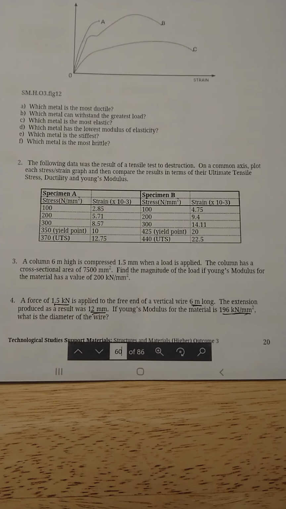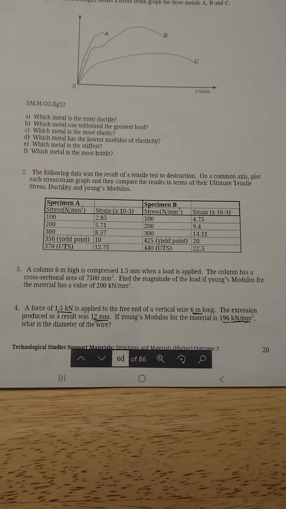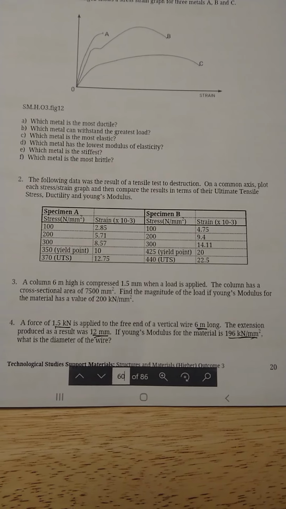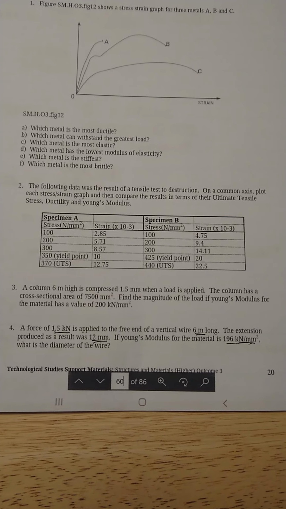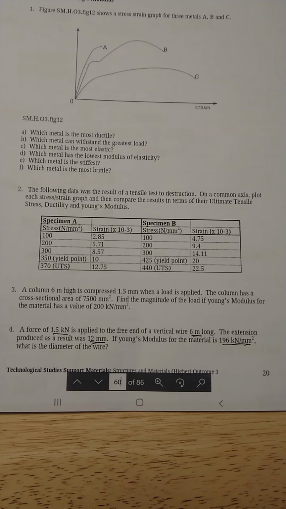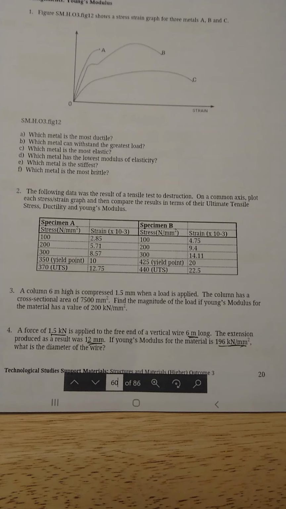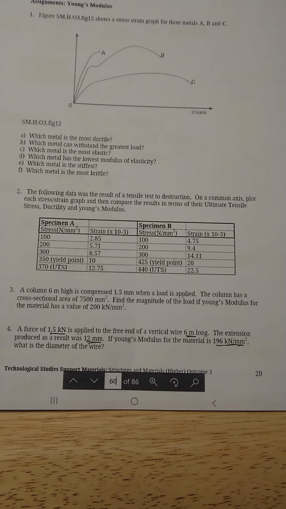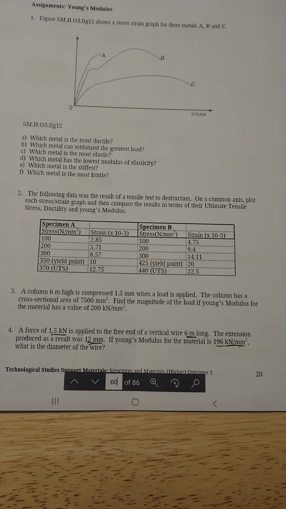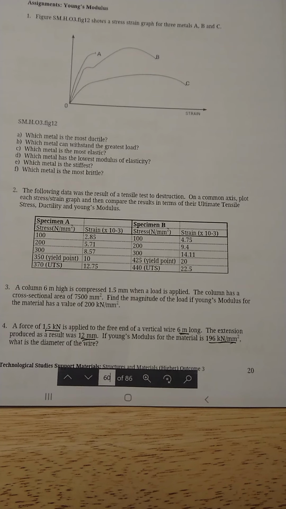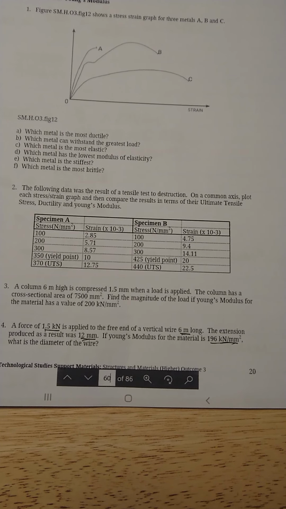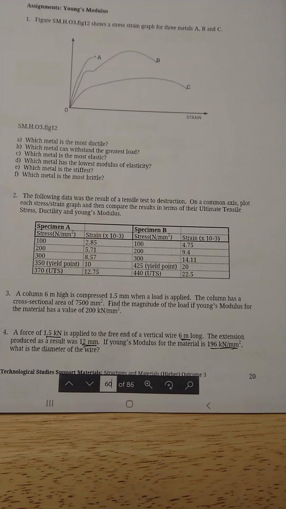So I'm going to get you to do the first half of this paper here, probably questions 1 to 5, and I'm going to do 4 as an example. So I've underlined all the important numbers here. It says a force of 1.5 kilonewtons is applied to the free end of a vertical wire, which is 6 meters long. So that's something hanging from it. The extension that resulted, in other words, it's stretched by 12 millimeters. You're given Young's, which is 196 kilonewtons per millimeter squared, and you have to find the diameter of the wire.